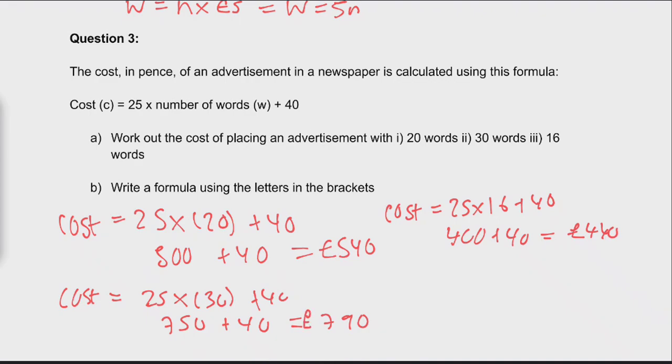Okay, so write a formula using the letters in the brackets. So we know that the cost is C, 25 times W plus 40. Let's write this more formally. C is equal to 25W plus 40.